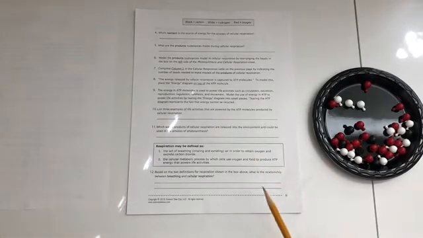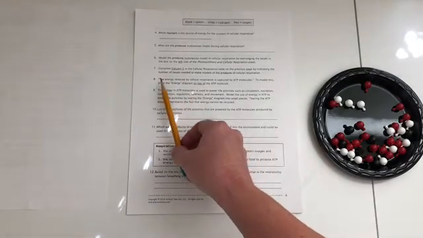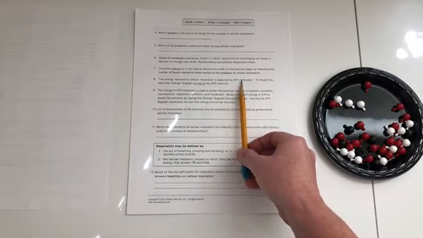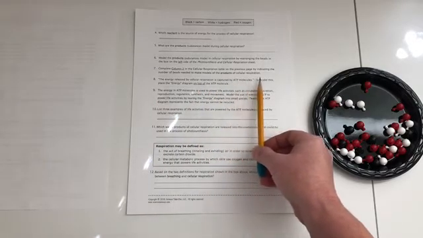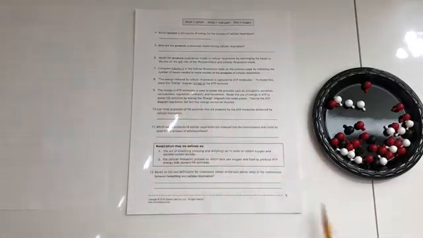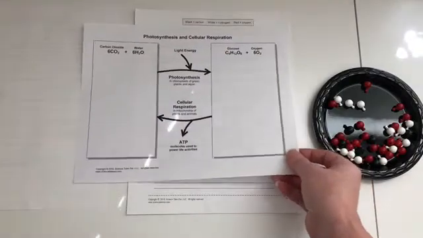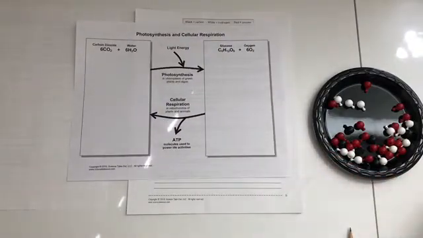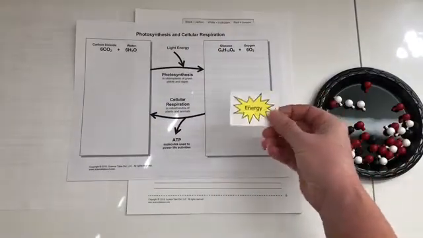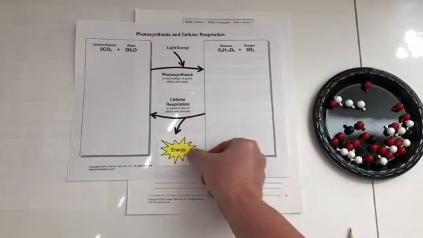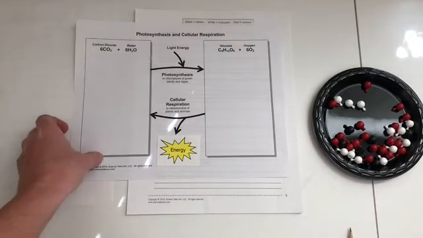And then it says the energy released by cell respiration is captured by ATP molecules. To model this, place the energy diagram on top of the ATP. So going back to this sheet, it said place the energy molecule. Do you remember this from the last lab? You're going to place that energy on top of the ATP. So easy.